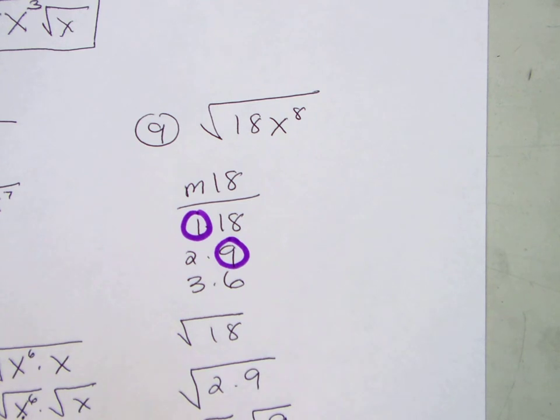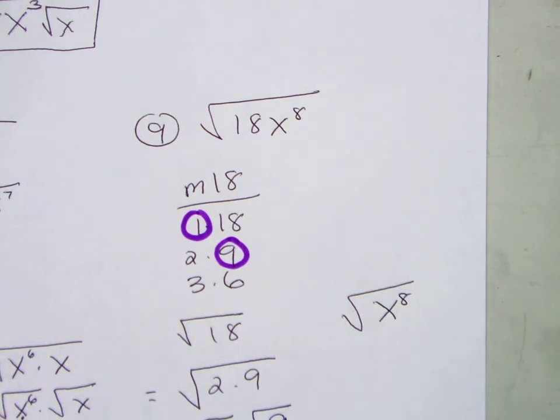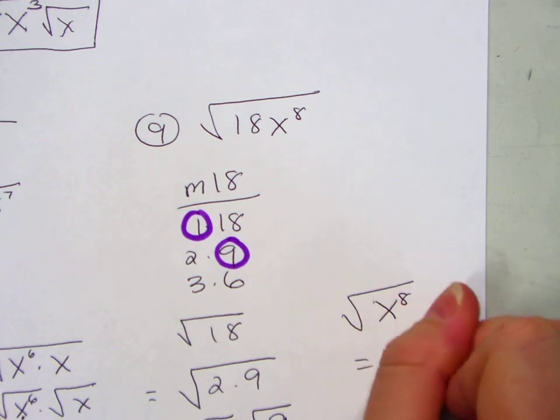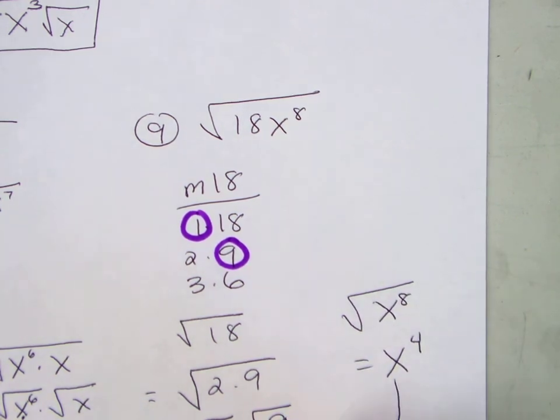Do we know the square root of 2? No. Do we know the square root of 9? 3. Move the 3 to the front. And then radical x to the 8th. What's the square root of x to the 8th? Just divide by 2. When it's even, just divide by 2. And then I got to smush these together. So you get 3x to the 4th radical 2.